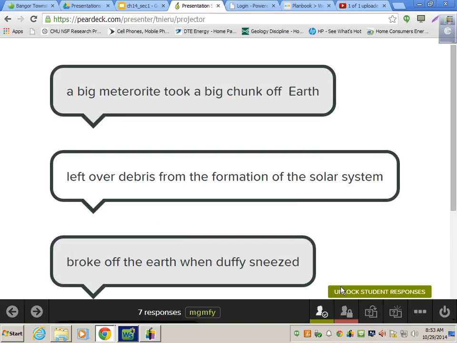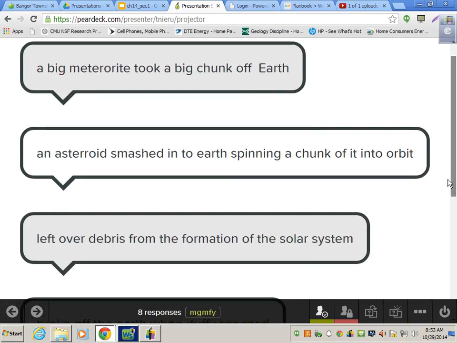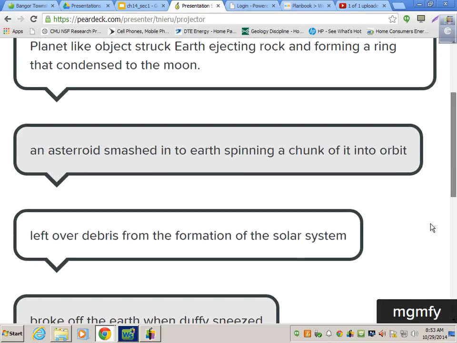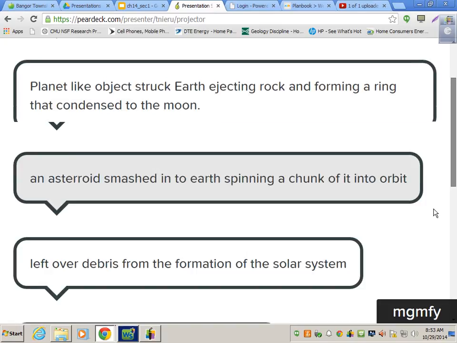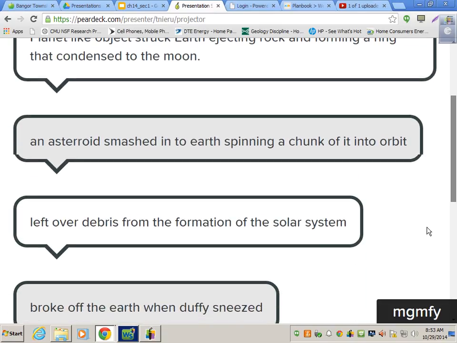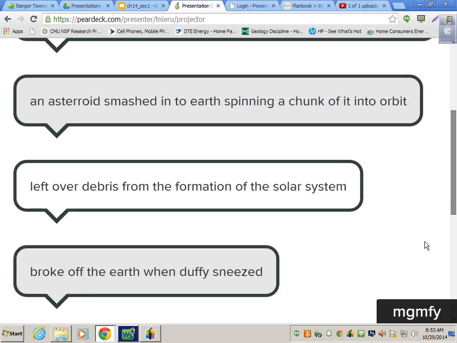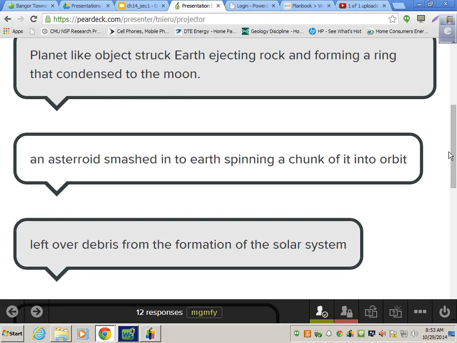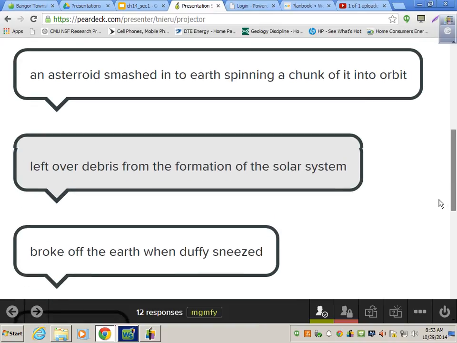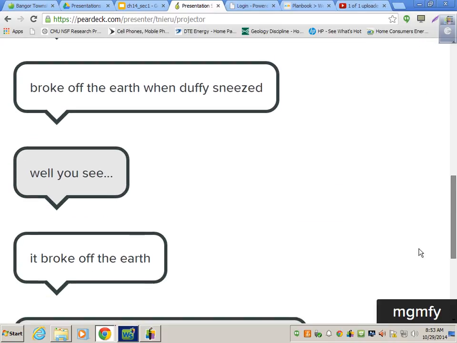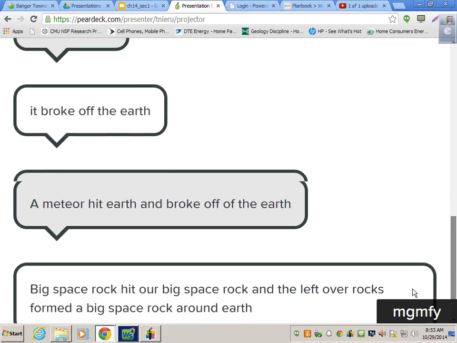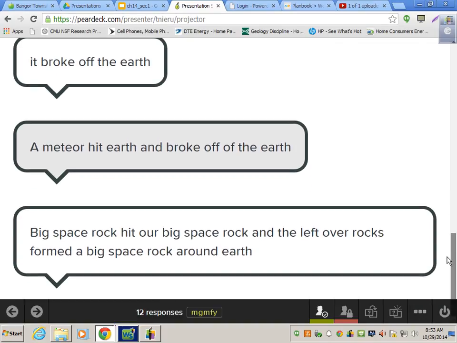A long time ago, we got hit by a meteor, right? No, it's not from the formation of the solar system. It is good to be wrong. I like that. A planet-like object struck Earth, yep. Not quite a planet, but pretty big. They think it was almost planet-sized. It broke off 4.6 billion years ago. So, a big space rock, I like that. One of those god rocks, right?